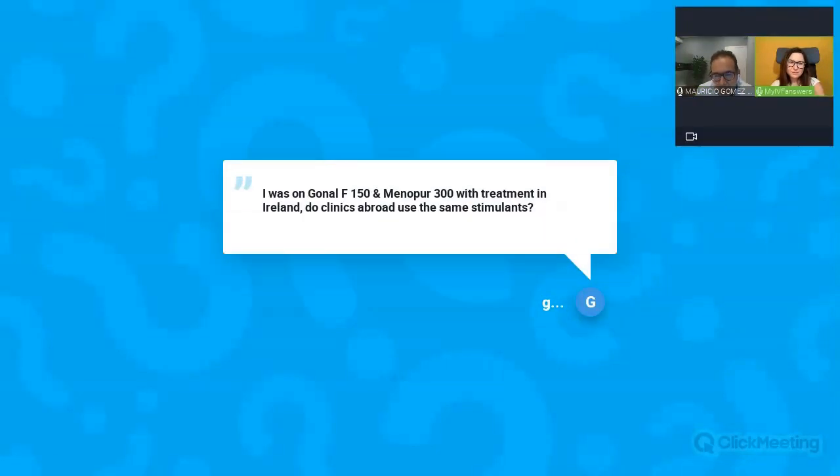So Jill has added, I was on Gonalev 150, Menopur 300 with treatment in Ireland. Do clinics abroad use the same stimulations? Just to clarify. Yes, this is a correct proportion.